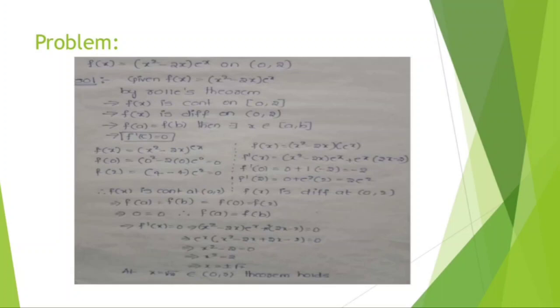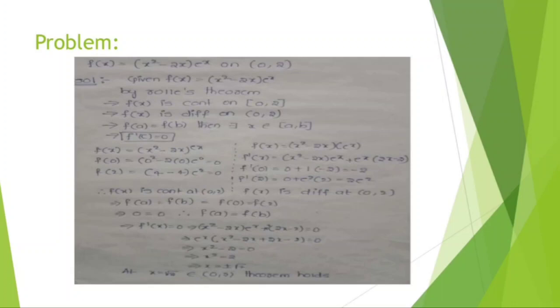Here is the problem of Rolle's theorem, that is f of x equals x square minus 2x into e power x, on the interval 0 comma 2. Given f of x equals x square minus 2x into e power x. By Rolle's theorem, we have f of x is continuous on closed interval 0 comma 2, and f of x is differentiable on open interval 0 comma 2, and f of a equals f of b. Then there exists a point c belongs to a comma b, then f dash of c becomes 0.